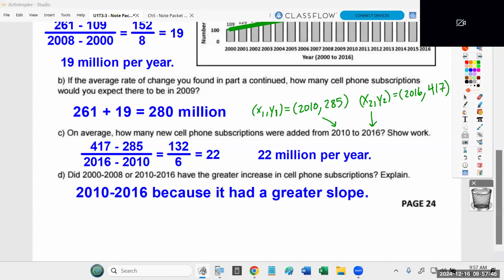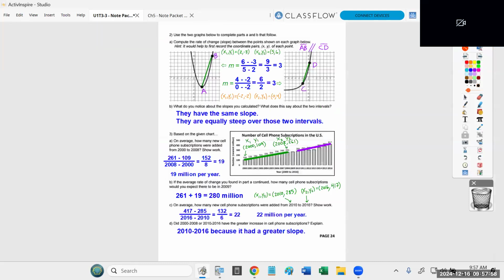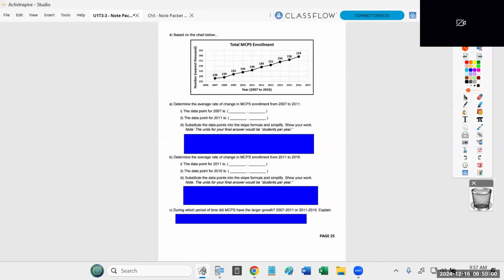So we only have one problem left. It's a problem I'm going to give you all a decent chunk of time to work ahead of me on. As I told you in the beginning of the period, I was going to give you one small hint, and that was just to help make sure you're reading the graph correctly. Okay, go ahead and turn the page. We're going to look at one more context problem. Okay, based on the chart below.